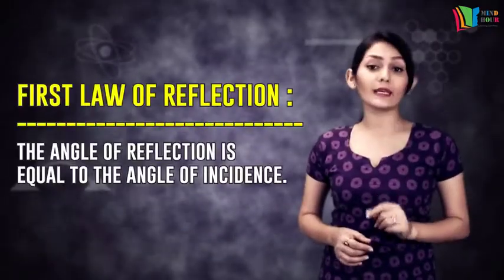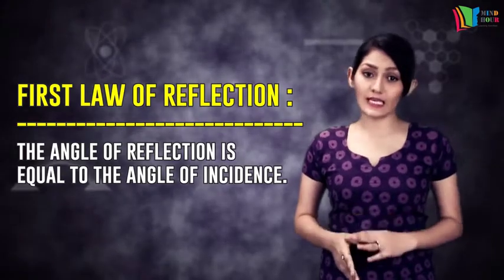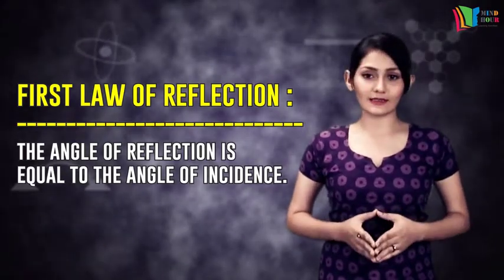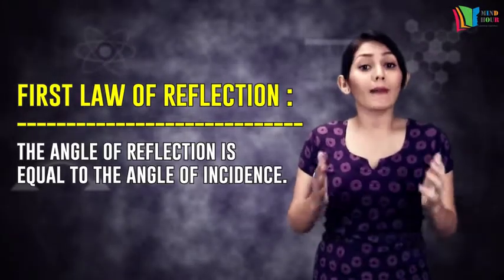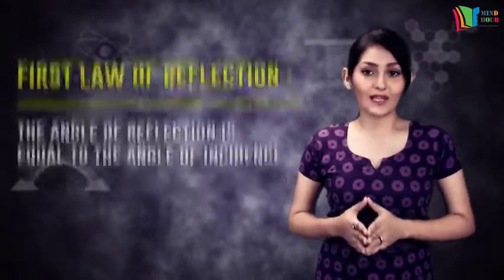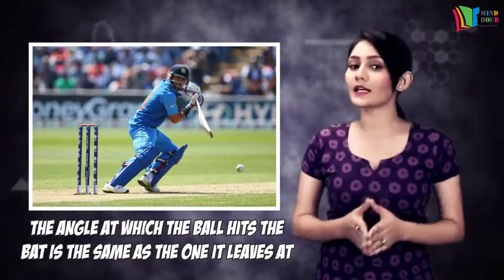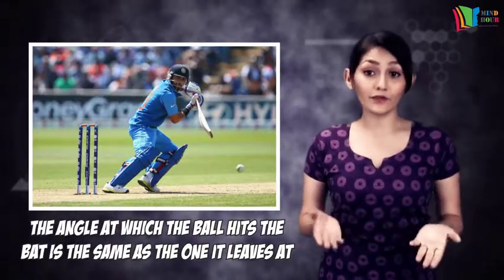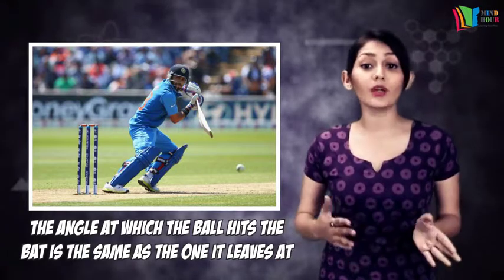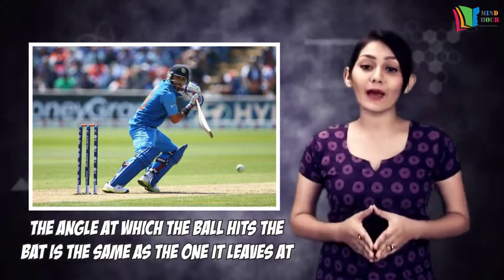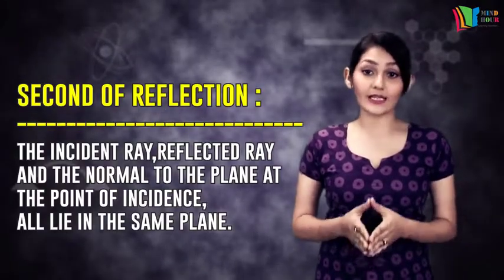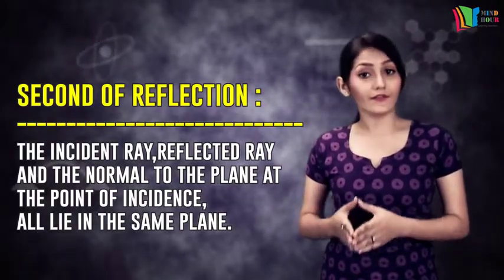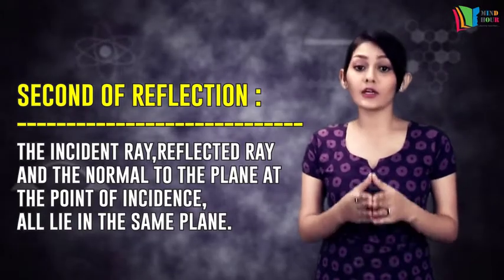The first one being that the angle of reflection is equal to the angle of incidence. The law, in fact, is followed at the macroscopic level as well. Consider Virat Kohli playing a classic square cut. You might have noticed that the angle at which the ball comes at the bat, the same angle it makes while leaving the bat.